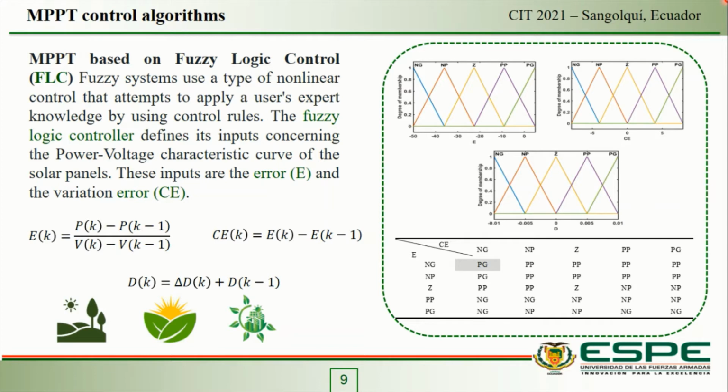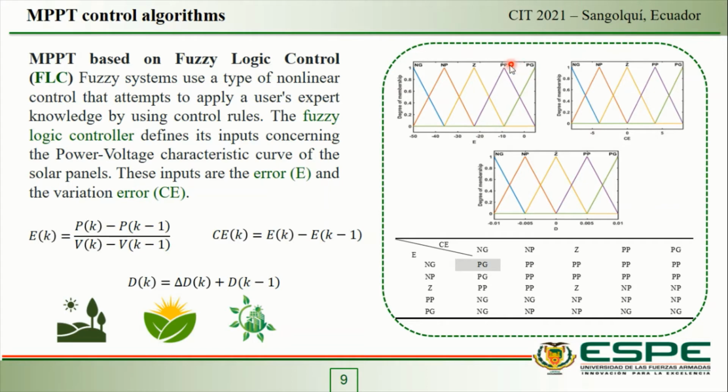Mathematically, the error is defined by a relationship between power and voltage. The output variable corresponds to an accumulator of the boost compared to the cycle. Five membership functions were used for the input and output.